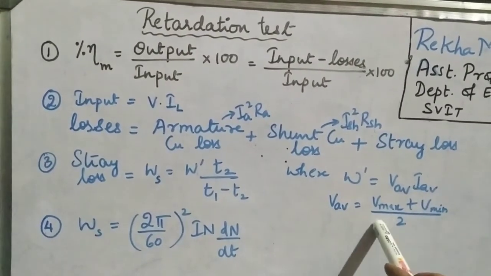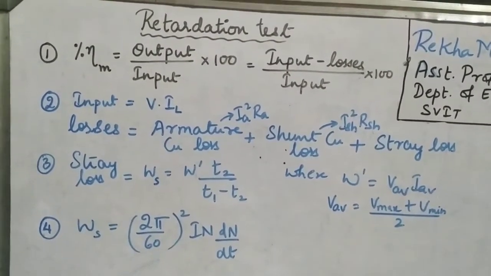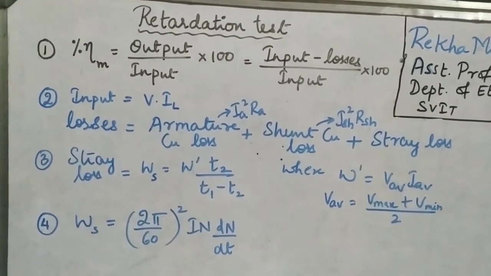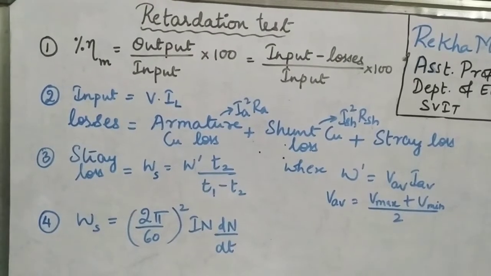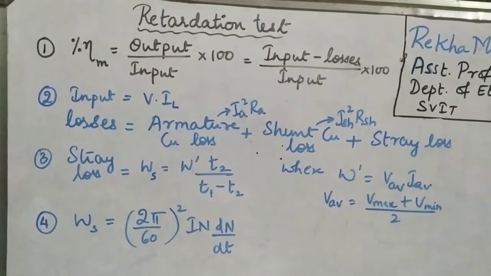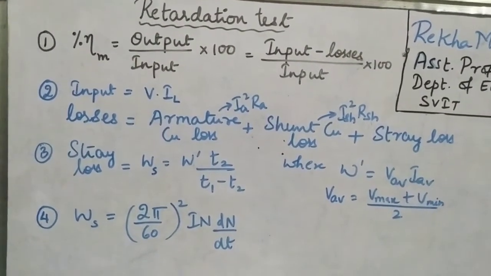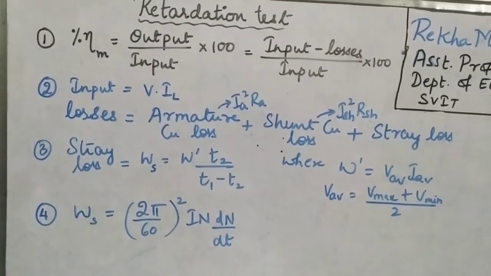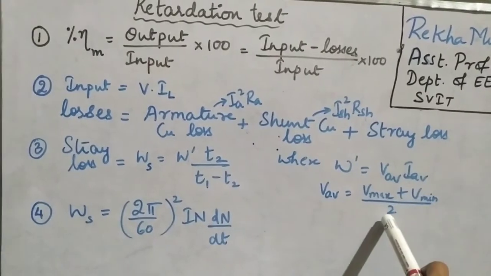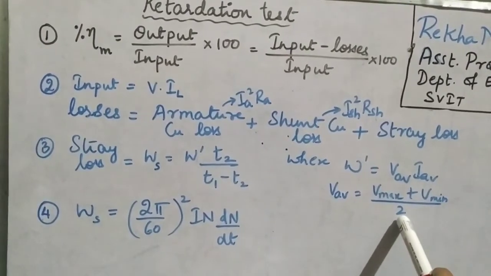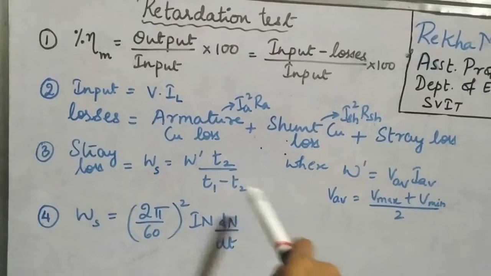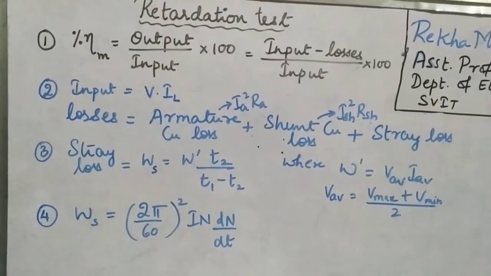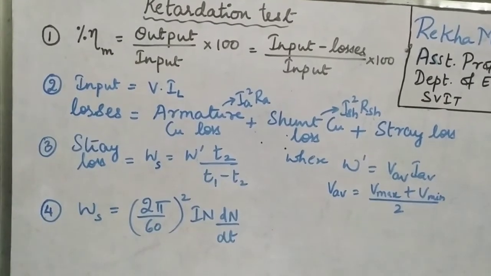This is the change in the voltage when the switch is getting opened from the supply side to the armature circuit. So what is the voltage drop? How does the voltage fall down? That will be the minimum voltage, and before that what is the maximum voltage? Those two values we have to take as an average value. Done? Fine. So from this we can find out the efficiency of a motor by using a retardation test.